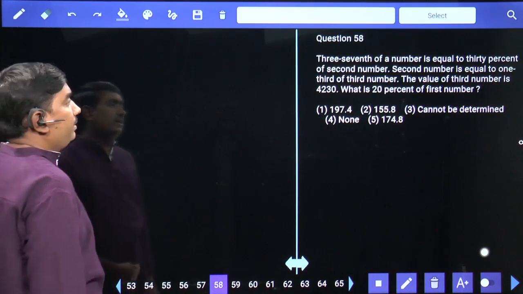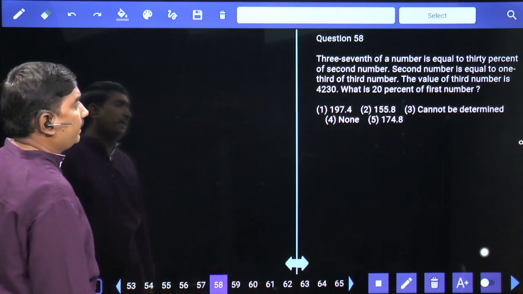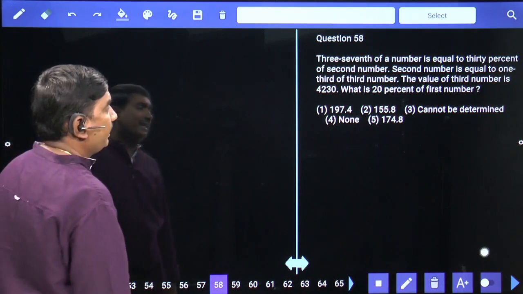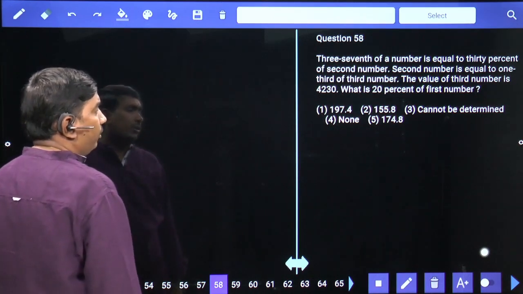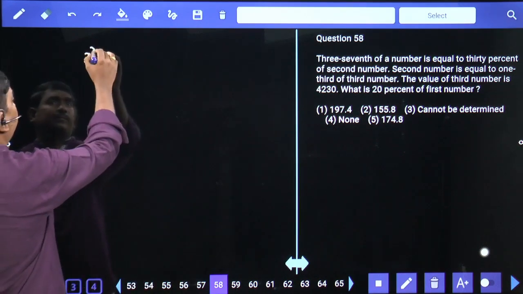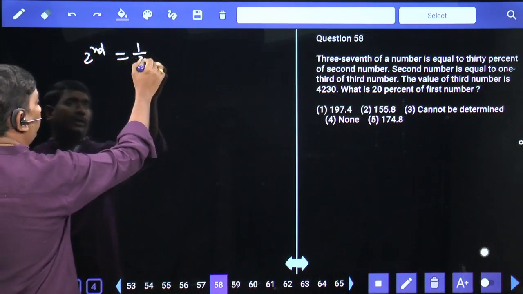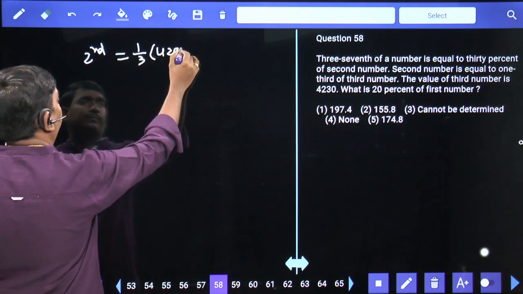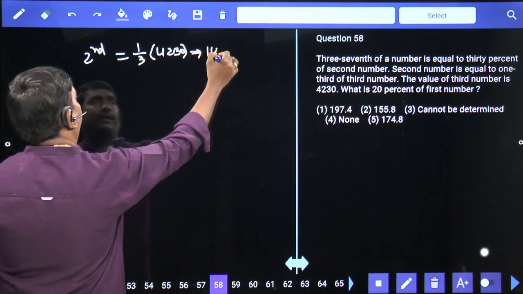3/7 of a number is equal to 30% of second number. Second number is equal to 1/3 of third number. The value of third number is 4230. Second number is 1/3 of third number. 1410, that is second number.